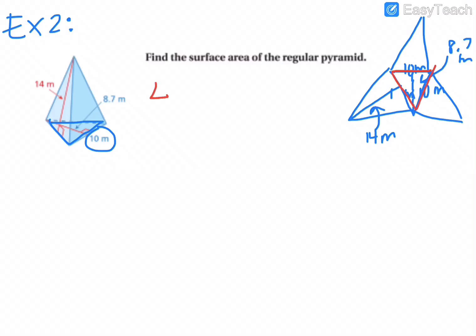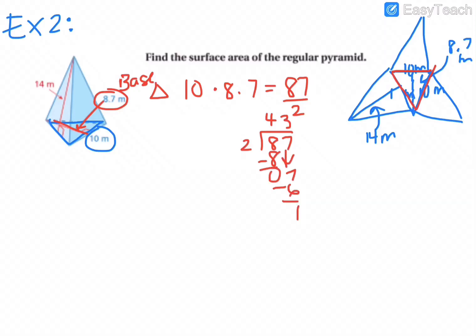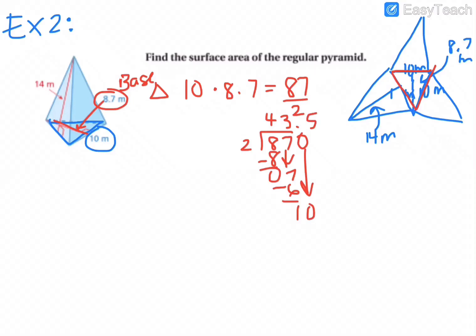So we have, I'm going to put base here. We have 10, which is the base of that triangle, times 8 7/10, which is, again, right here, the height of that base triangle. Alright, so when I multiply that, it's just going to move the decimal point over once. That's 87, but don't forget to divide by 2, since it's a triangle. So that's going to give us 43 and a half. There's only one of those, so I'm not going to multiply it by anything.